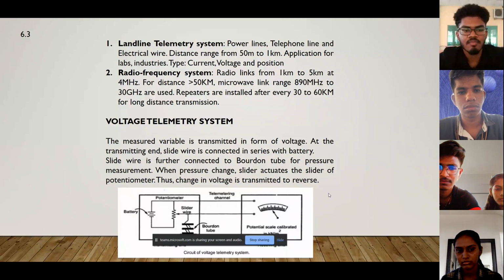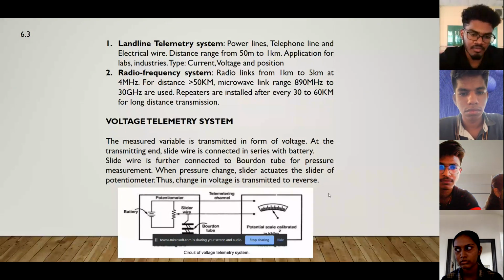Voltage telemetry system. The measured variable is transmitted in form of voltage. At the transmitting end, slide wire is connected in series with battery. Slide wire is further connected to Bourdon tube for pressure measurement. When pressure changes, the Bourdon tube actuates the slider of the potentiometer. Thus, change in voltage is transmitted to the receiver. Below is the circuit figure of voltage telemetry system.